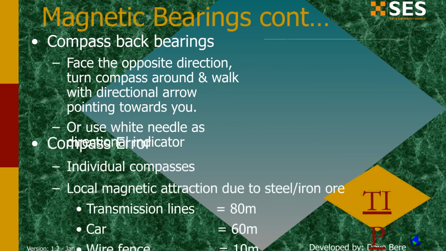with the red arrow. Compass errors can arise from individual compass variations or local magnetic attractions from metal objects like transmission lines, cars, or wire fences. For compass back bearings, simply face the opposite direction, or use the white needle as the directional indicator.